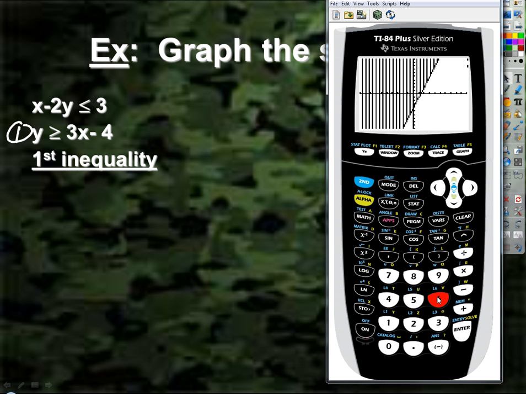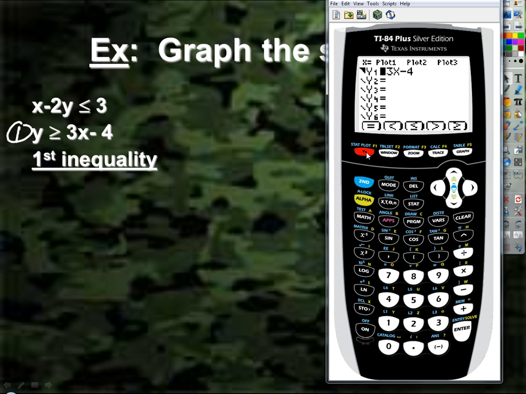If I hit graph, and go zoom 6, look what it does. Isn't that cool? It graphs the inequality, and it even puts in a solid boundary line. If that had been just a plain old greater than, that would have been a dashed boundary line. It is really slick. Okay, but we're not done. We want to add the other piece to the system.